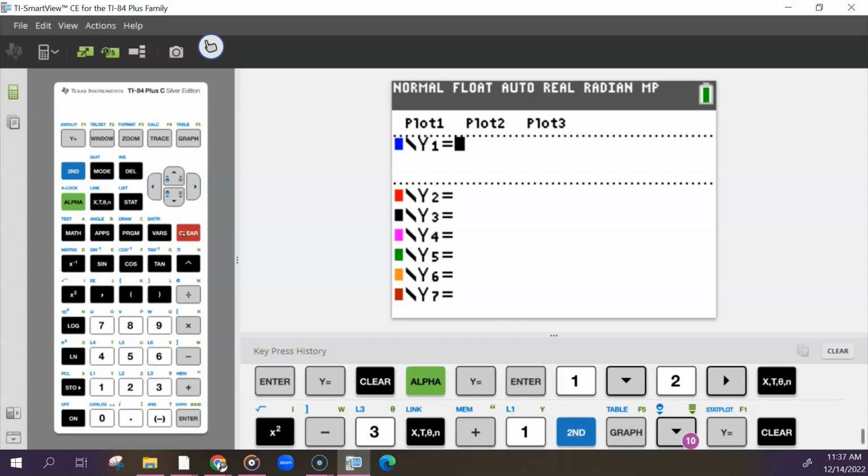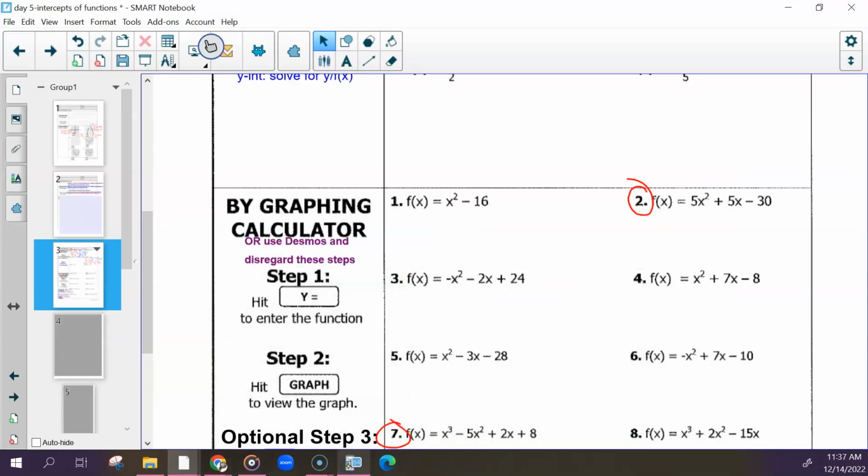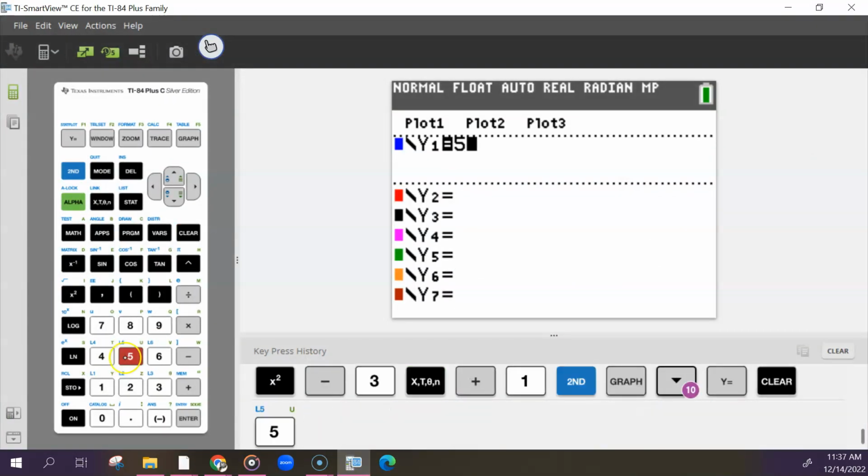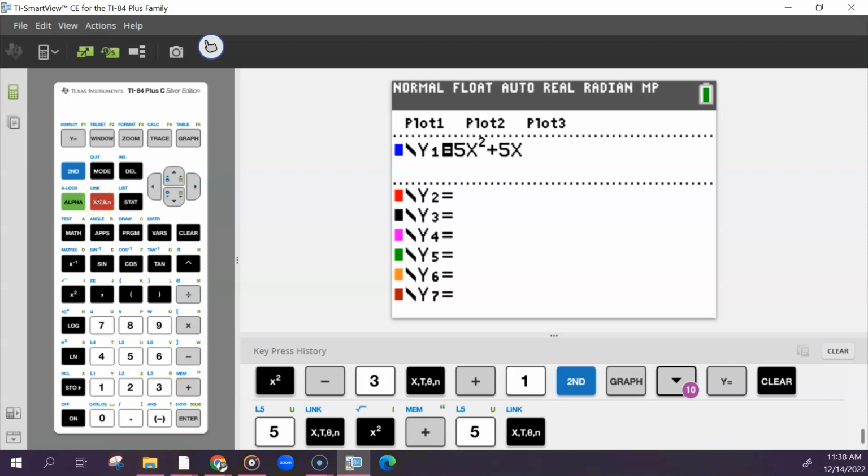Someone tell me what that function was. Well, what did it say for number 2? I know it's 5x squared, then what? And the last part? So after you have this in y equals, you're going to graph it. So hit graph.